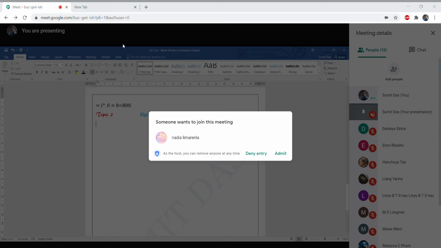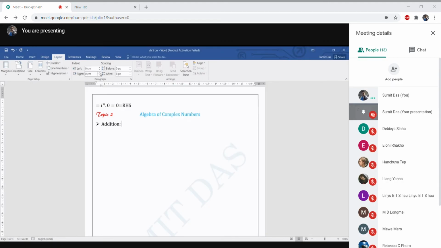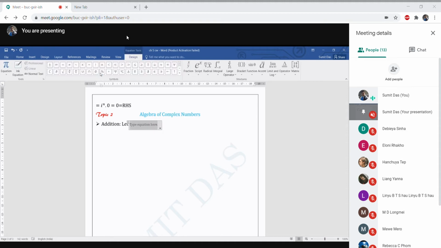Okay, so there will be some addition property, then subtraction property. First is addition. Suppose we have to add two complex number. Addition. I'm representing two complex number with z1 and z2.